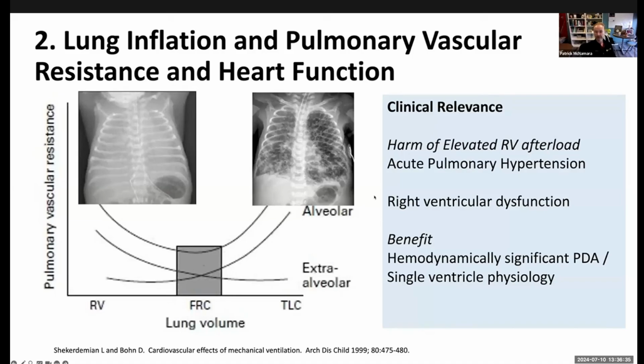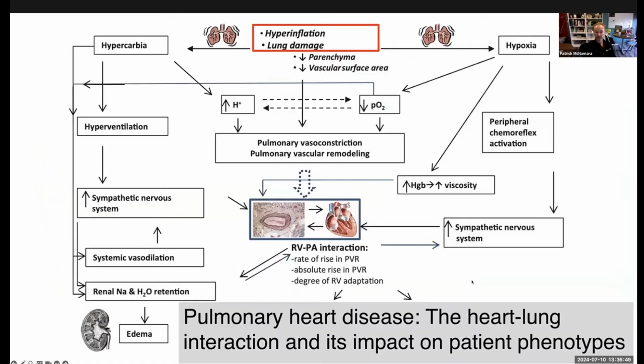And these things are also very important in many of the disease states where they may be harmful. High afterload may be harmful in pulmonary hypertension or RV dysfunction, but a little bit of high afterload or PVR may be helpful in balancing single ventricle patients or patients with PDA shunts.